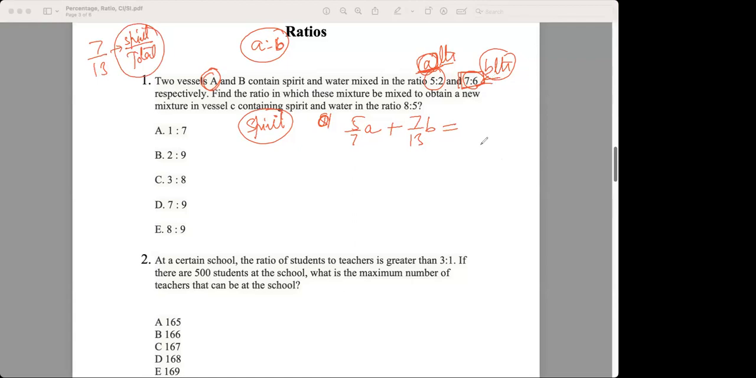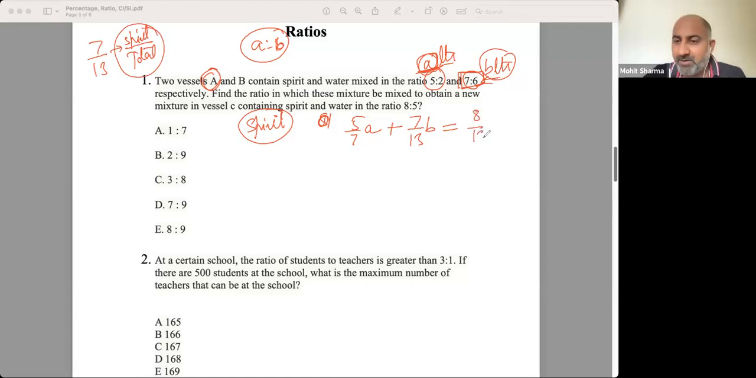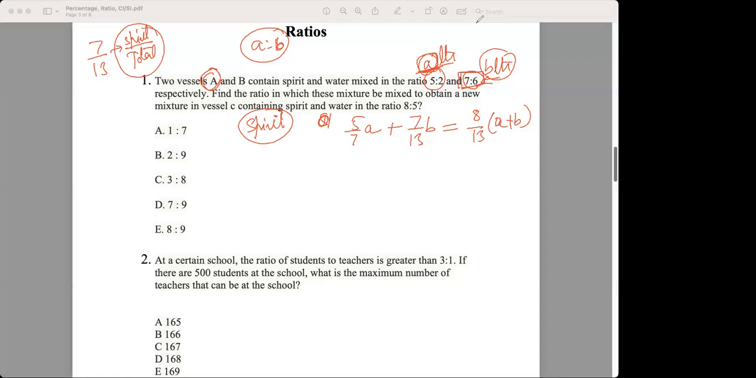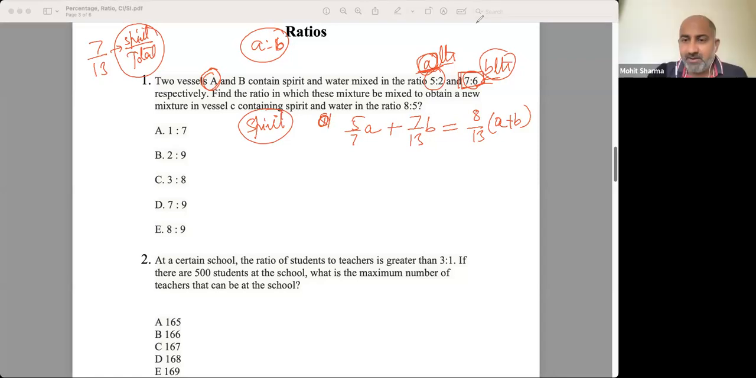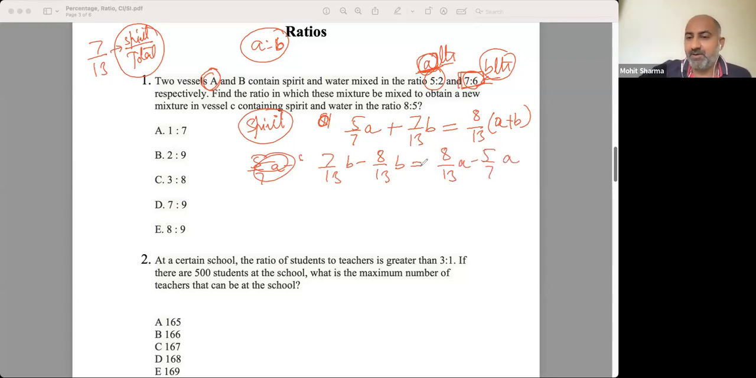No? Yes, sir. Yes. Okay, sir. What does it make? 8/13 of A plus B. That's what it makes. Yes, sir. Does it make sense? Yes, sir. Yes. Okay. Now you just do rearrangement. 5/7A minus, or let's say 7/13B minus 8/13B is equal to 8/13A minus 5/7A. So do rearrangement of that. That's it. So you'll get A by B ratio from that.